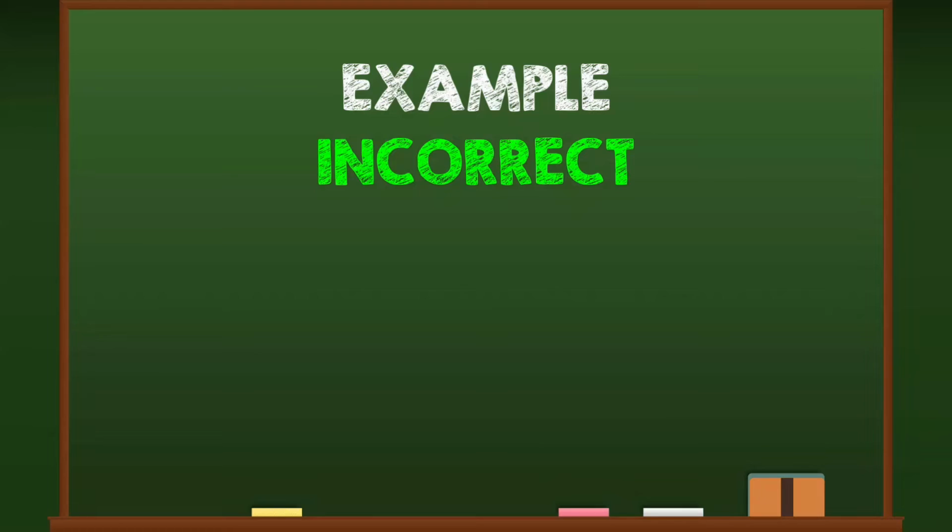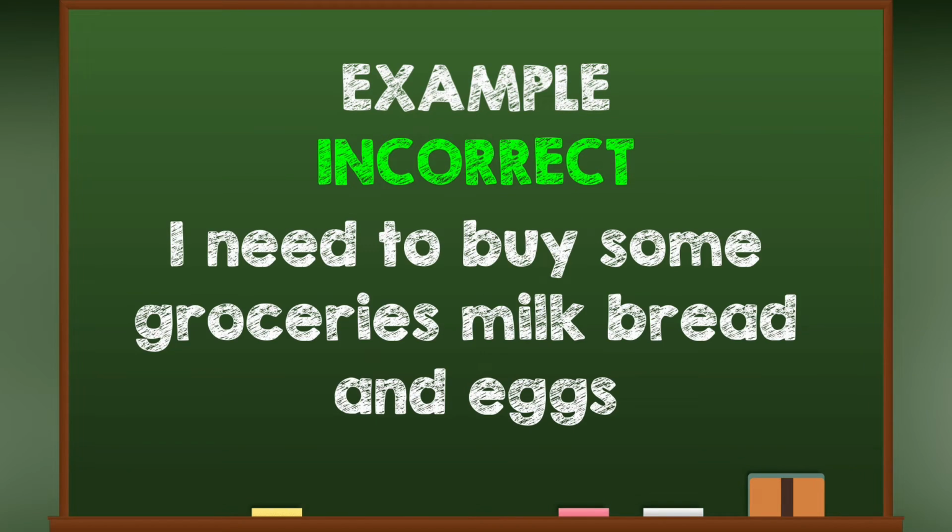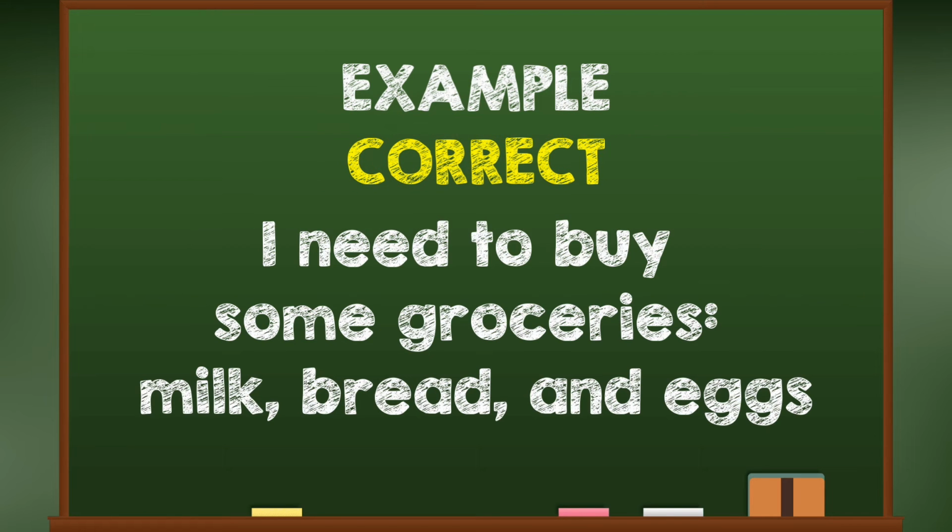And here's an example. Incorrect example. I need to buy some groceries, milk, bread, and eggs. We don't see any colons here, so it's very confusing what they're actually asking. Here's the correct example. I need to buy some groceries, colon, milk, bread, and eggs. So you can see a big difference here. Colons can be really useful to help us with lists and different ideas in a list. So this is a good way to use the colon.